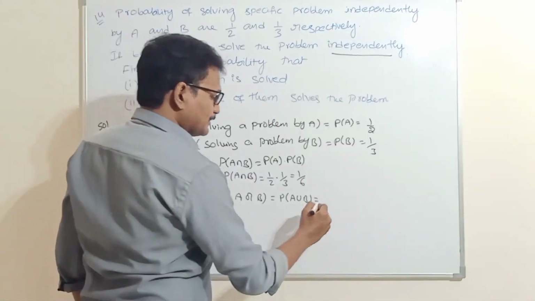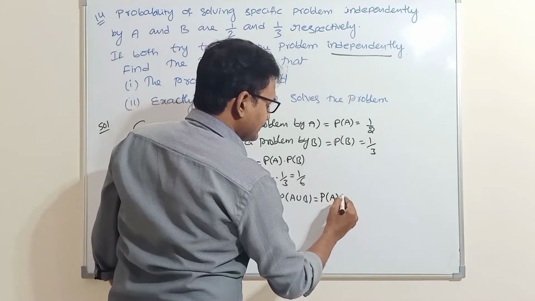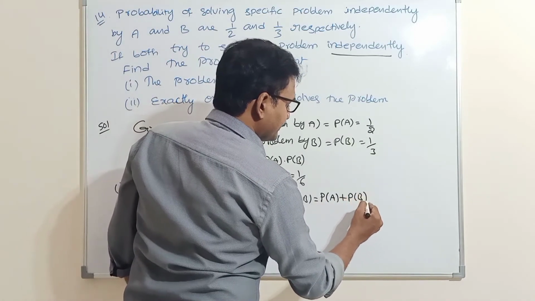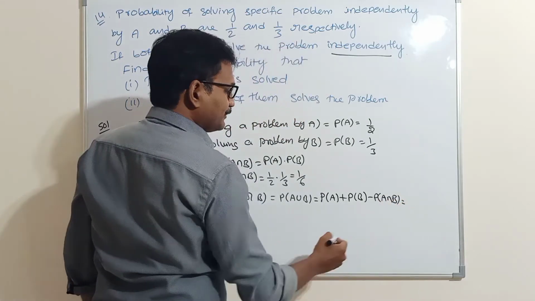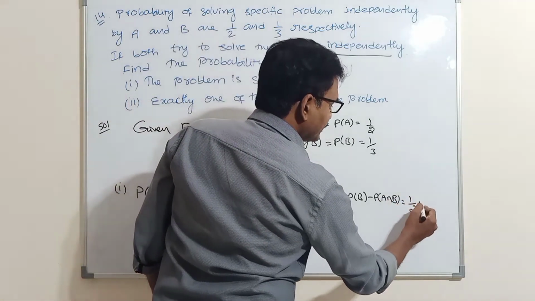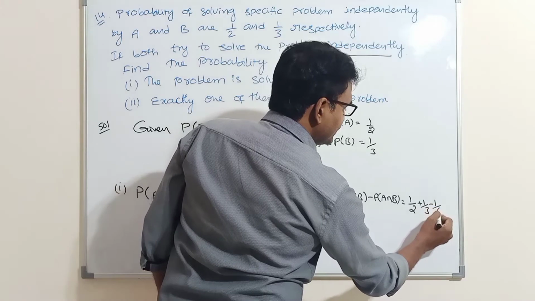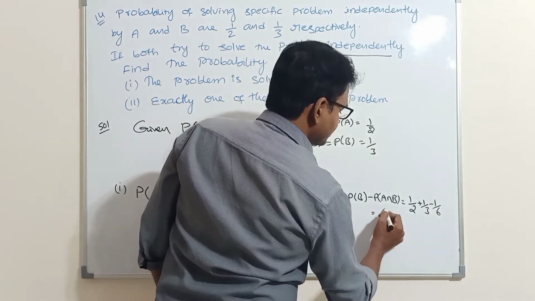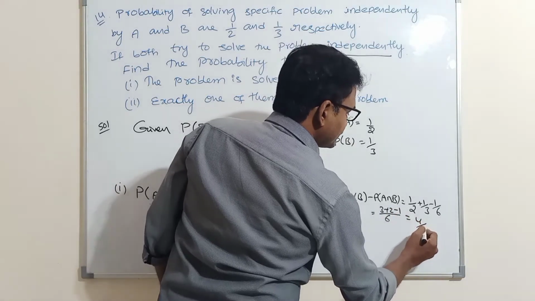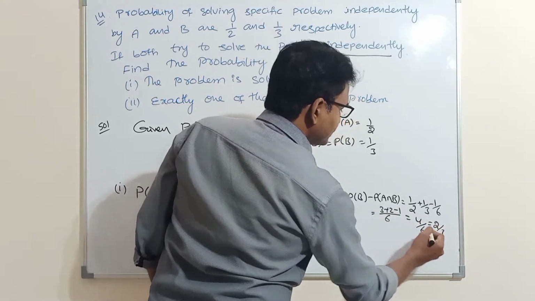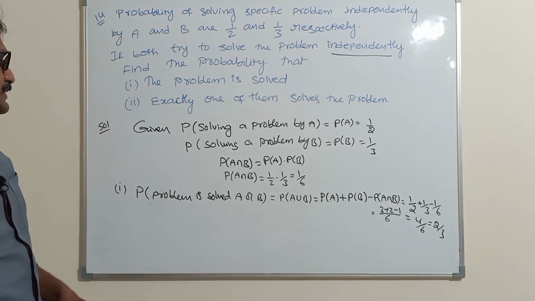So what is the formula for this? P of A plus P of B minus P of A intersection B. What is the P of A value? 1 by 2 plus 1 by 3 minus 1 by 6. LCM is 6. 3 plus 2 minus 1, that means 4 by 6. 2 by 3 is the answer for the first problem.